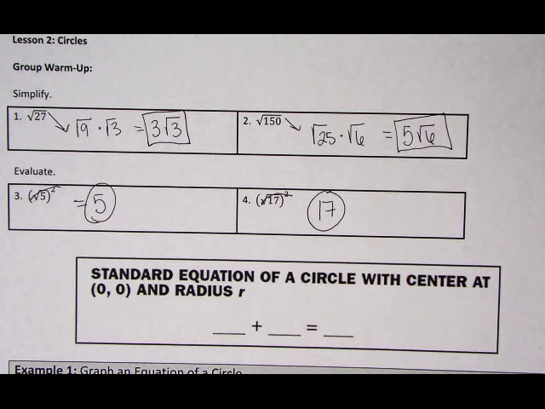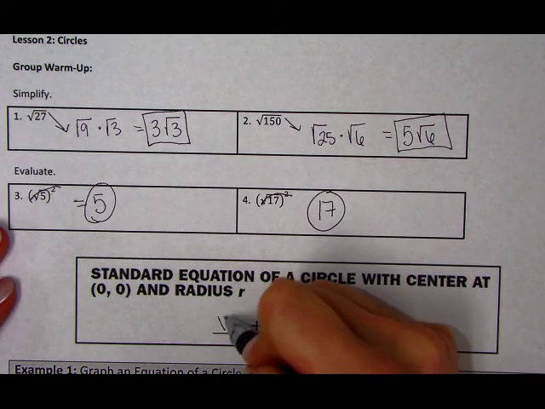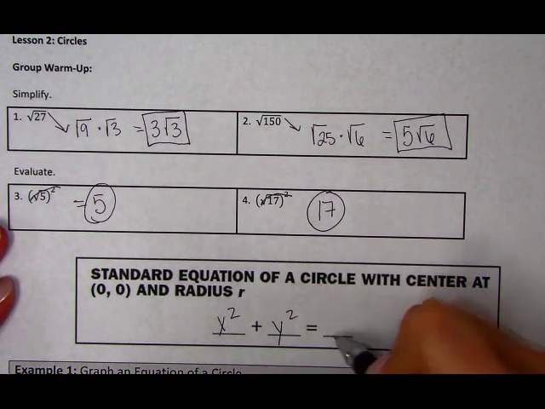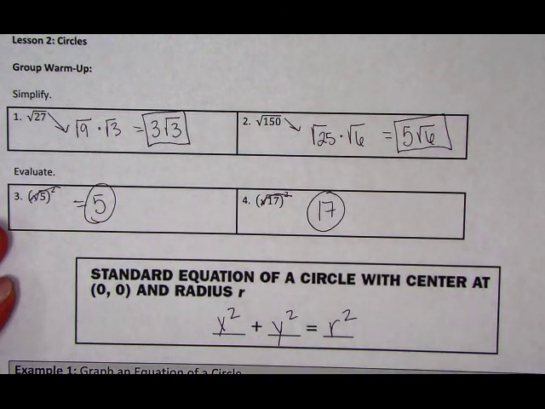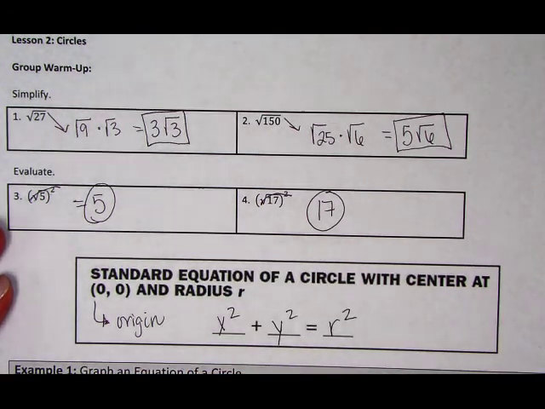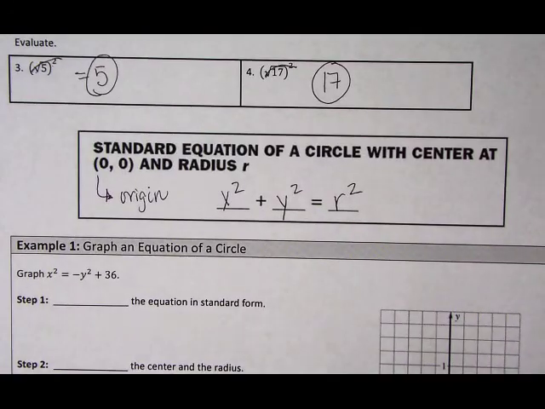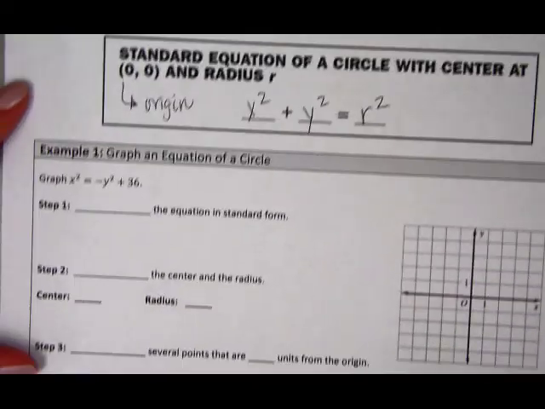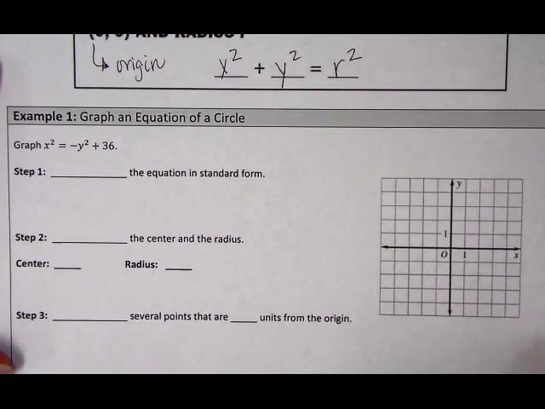So the standard equation of a circle with a center at 0, 0, which we all know is our origin, and radius r is x squared plus y squared equals r squared. And of course that's again remembering that our center is at the origin. So that is our standard equation for a circle with our center at the origin and has a radius value which we'll call r.